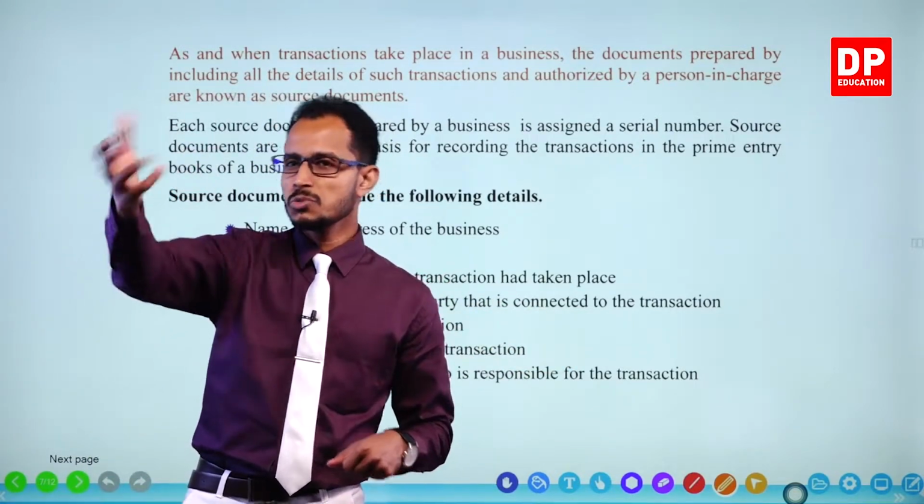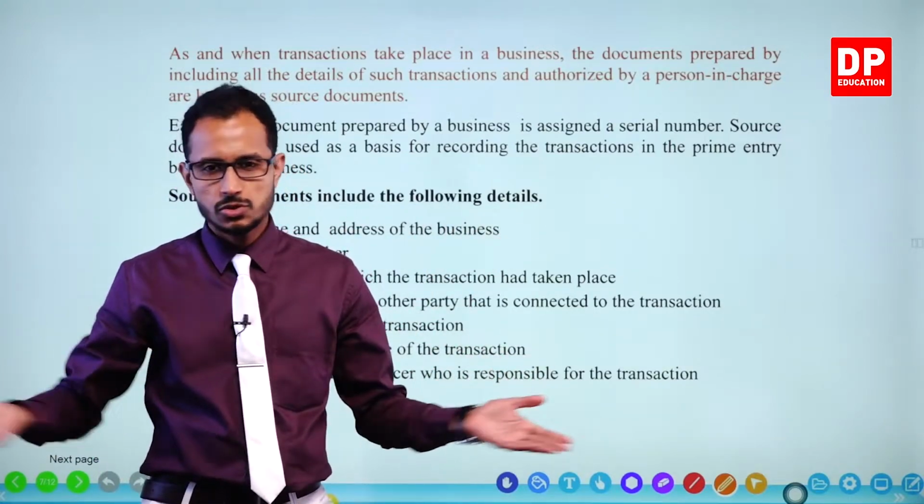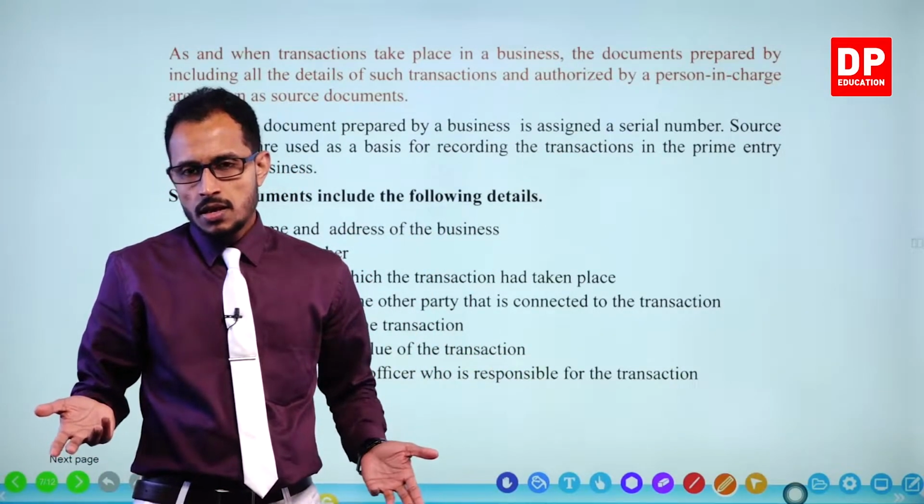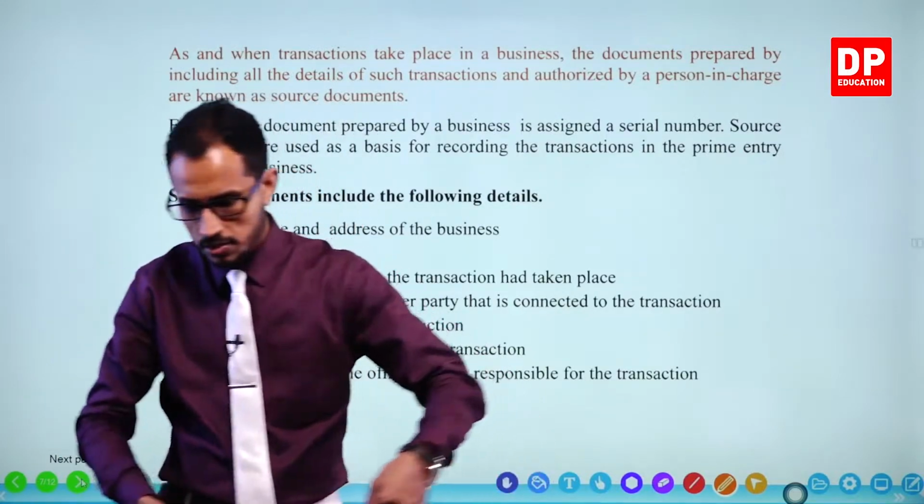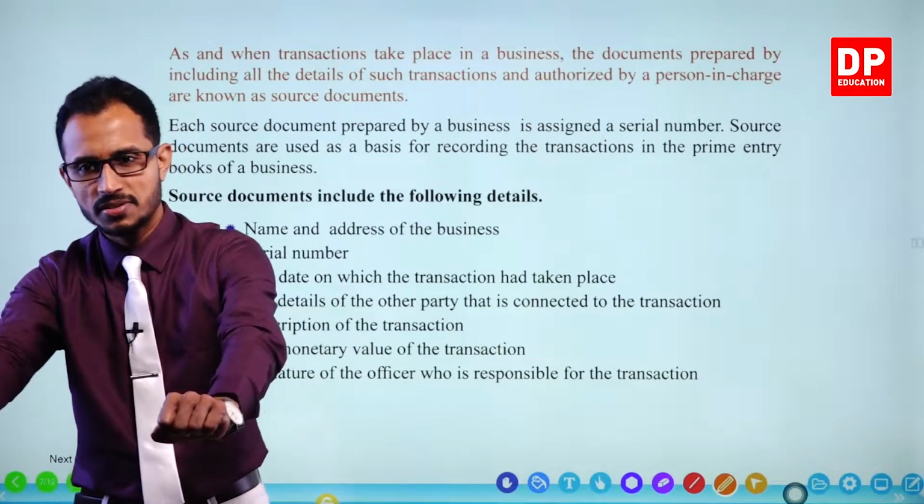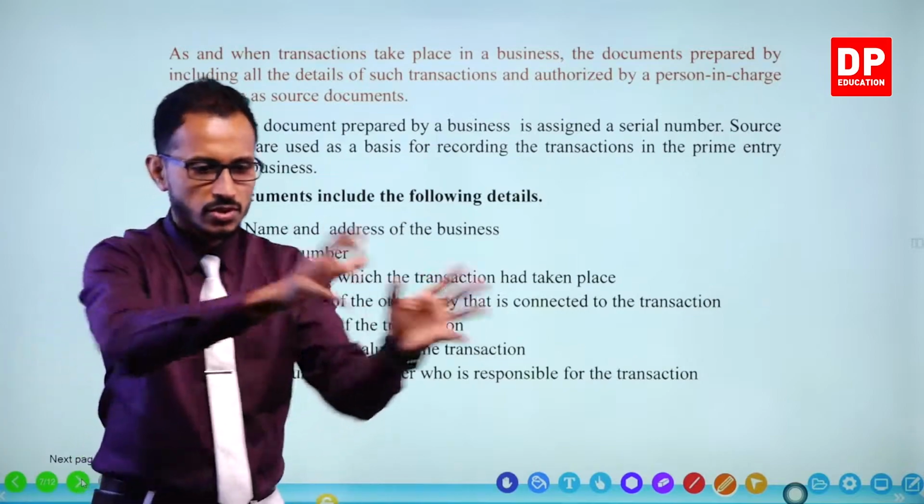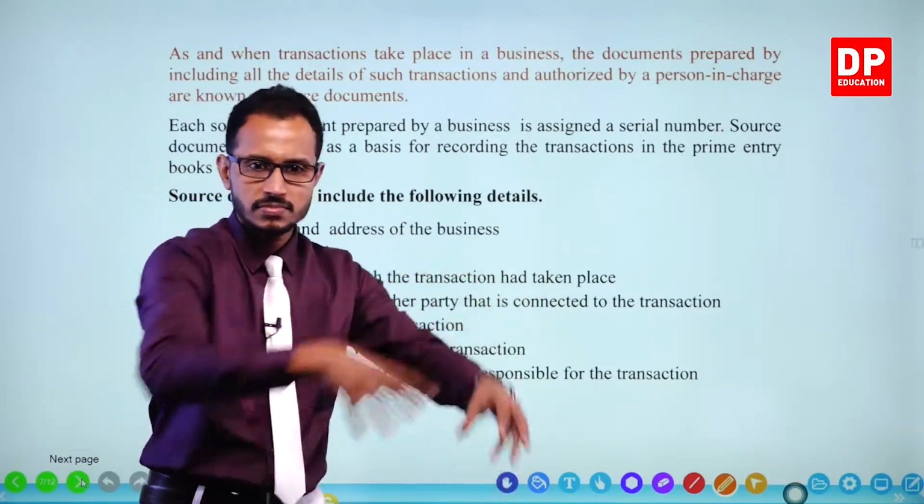Now, I want you to picture this. You go to a supermarket, Food City or Keells or whatever supermarket you go to. You bring your cart to the cashier and take all the goods and put the goods on the cashier, right?